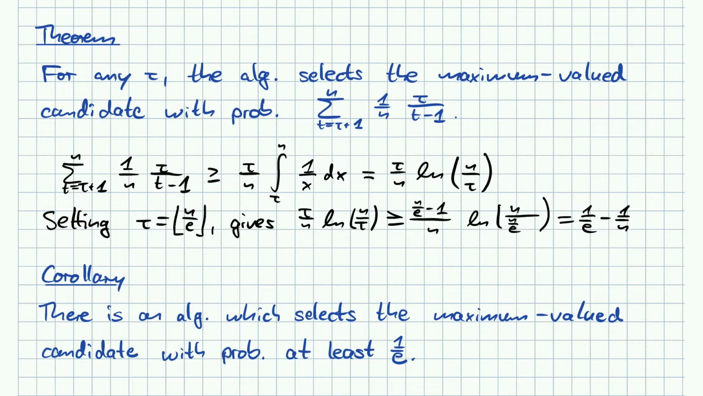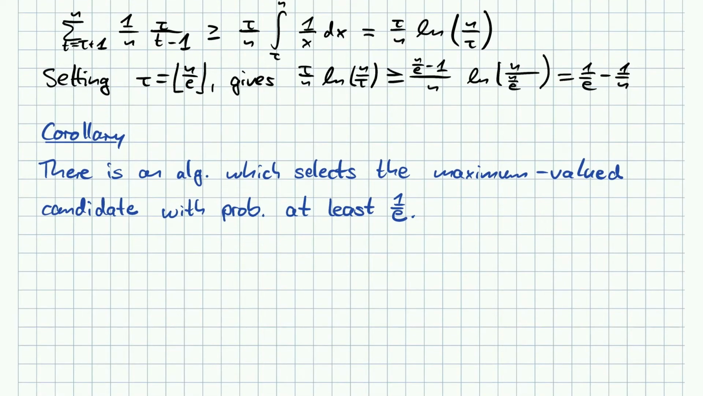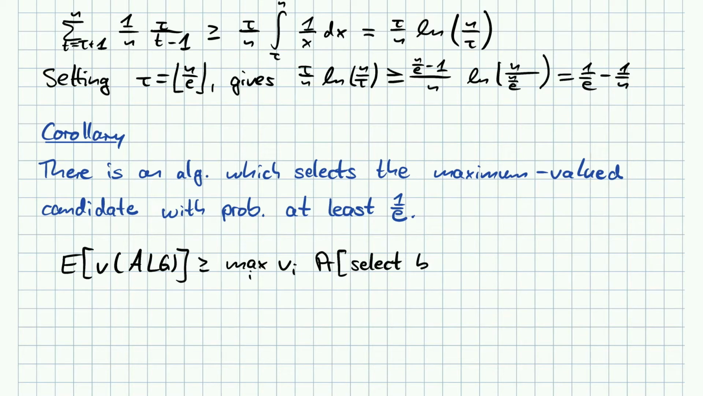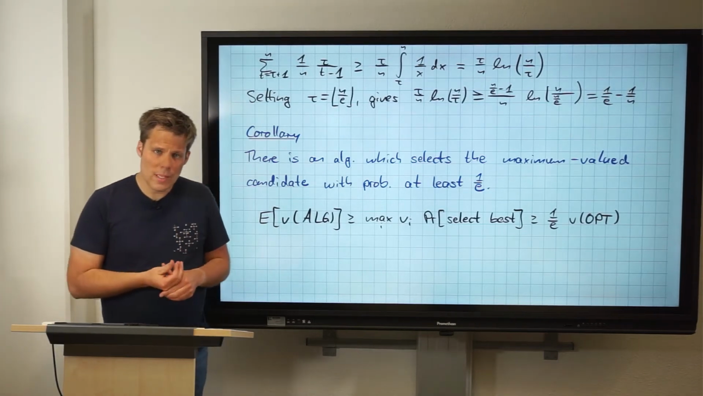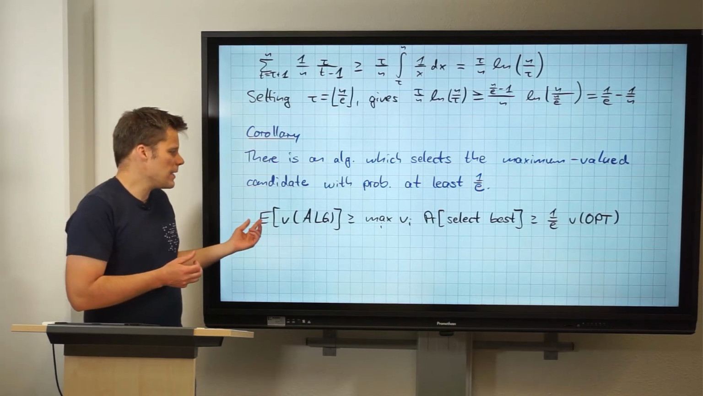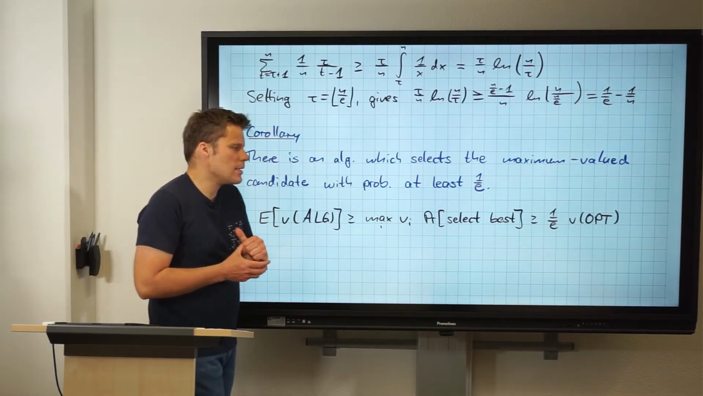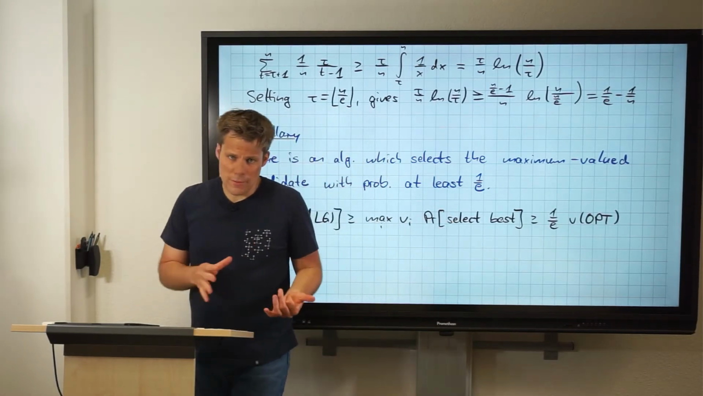And this also has a further implication, namely what's now the expected value of the choice of our algorithm, this is something we can lower bound by the maximum value in the sequence times the probability that we select actually the best. And this now will be at least 1 over e times the value of the optimal offline solution. So this gives us some kind of a guarantee which is similar to what we had in competitive analysis, namely that the expected value of our selection is at least a 1 over e fraction of the optimal offline solution.